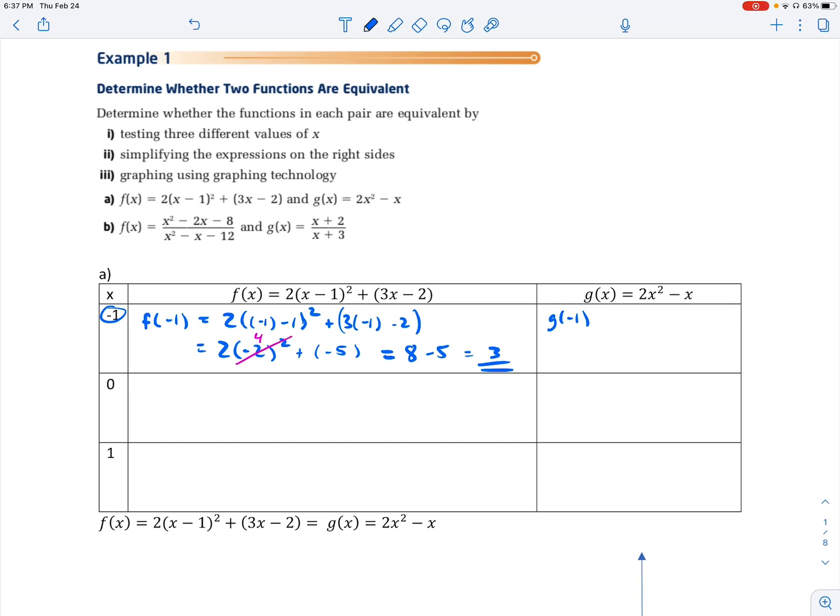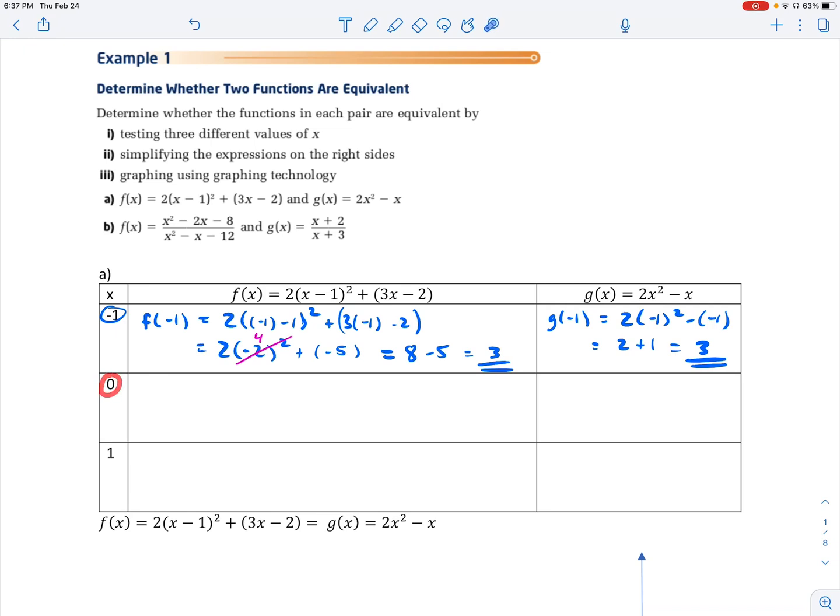Let's try g of x. Let's plug the -1 in. So we're going to plug it into here and here. 2 times (-1) squared minus -1. So (-1) squared is just 1. So our first term is just 2. And we have minus -1. Minus a negative means +1. And yeah, we get the same thing. So that's just one value of x, so this could be a coincidence that those are the same. That's why we're doing a couple more. Okay, this is still inconclusive to prove they're equivalent, but it's at least a step in the right direction.